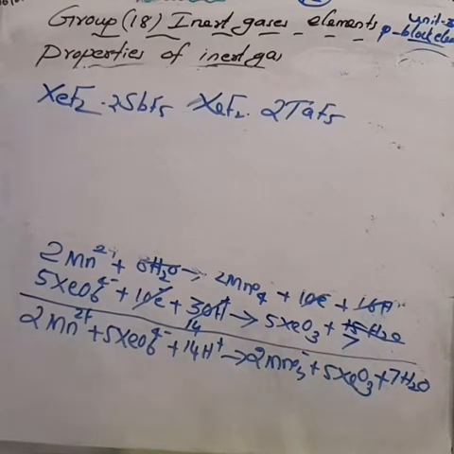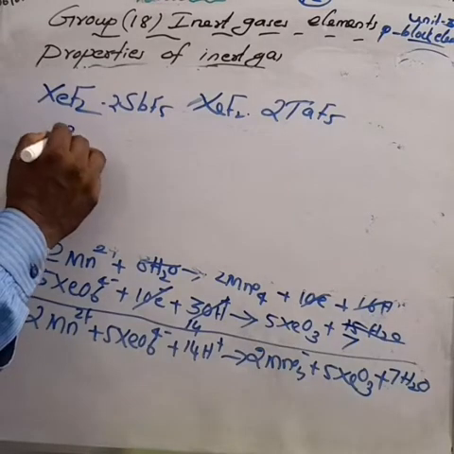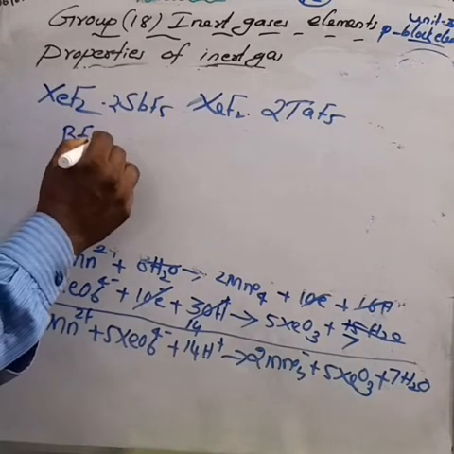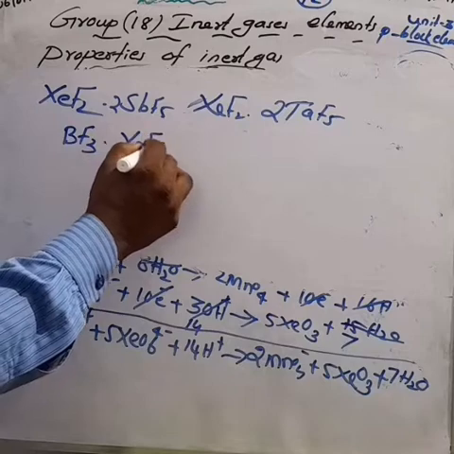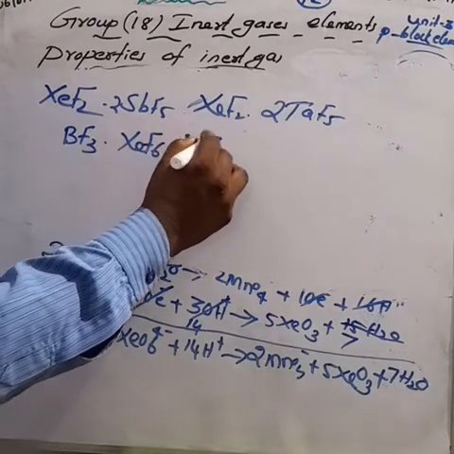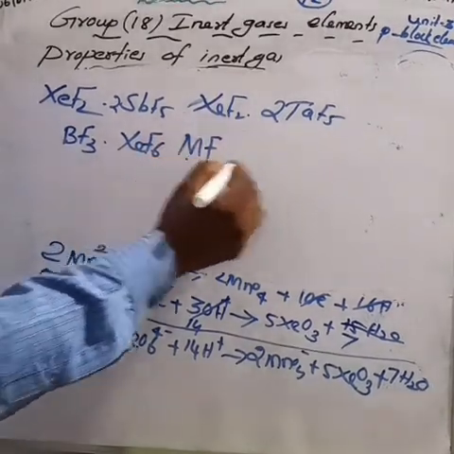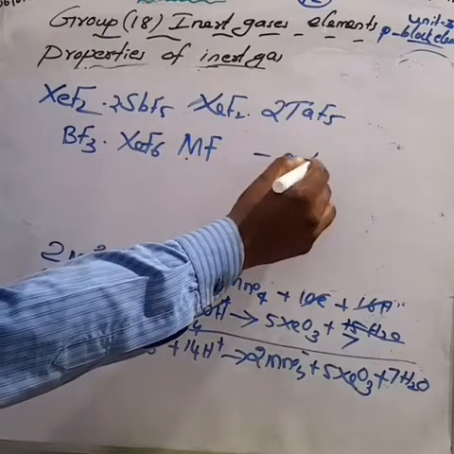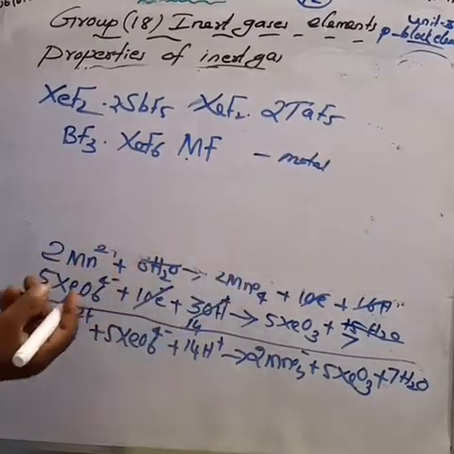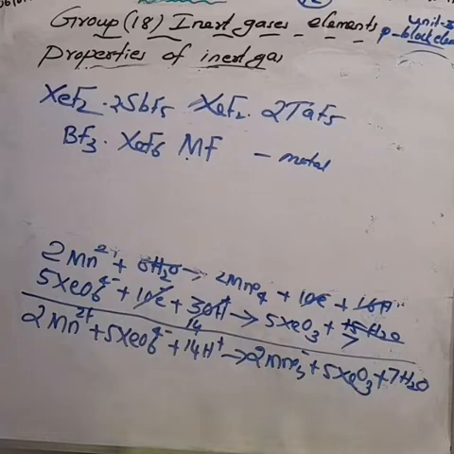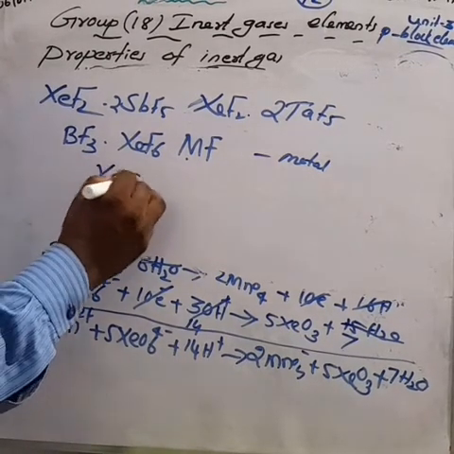And xenon hexafluoride combines with boron and alkali compounds. We get XeF6, BF3, boron trifluoride, and also xenon hexafluoride XeF6 and MF, where M refers to an alkali metal, am I right? Next, there is some evidence for the existence of xenon dichloride, XeCl2.